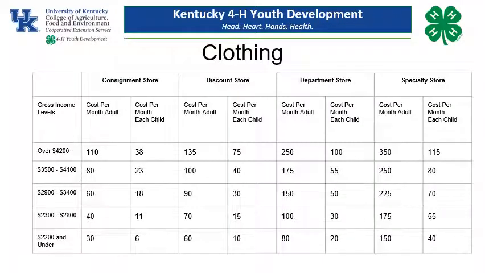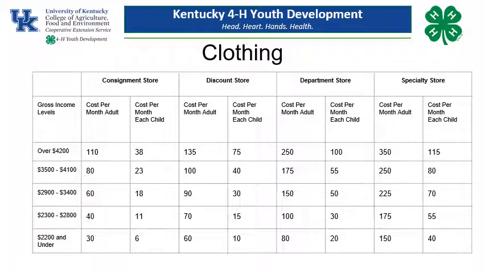Clothing. We all really enjoy clothing and purchasing new clothes. It makes us all feel better and look better too. If your gross income levels are above $4,200 per month, that would be the top line you go. If it's down below in those areas, that's how you choose which line item you go. The cost per month per each adult is listed at the top, and then per each additional child.